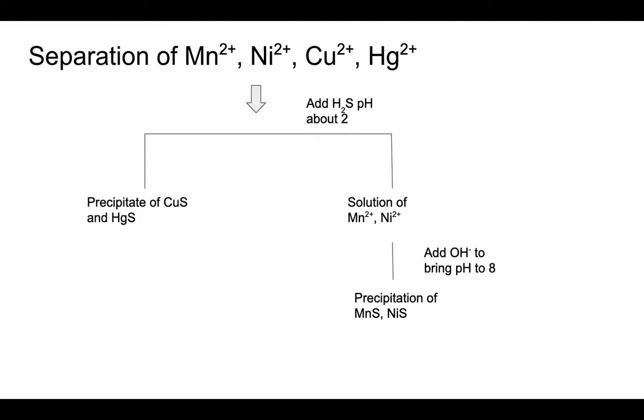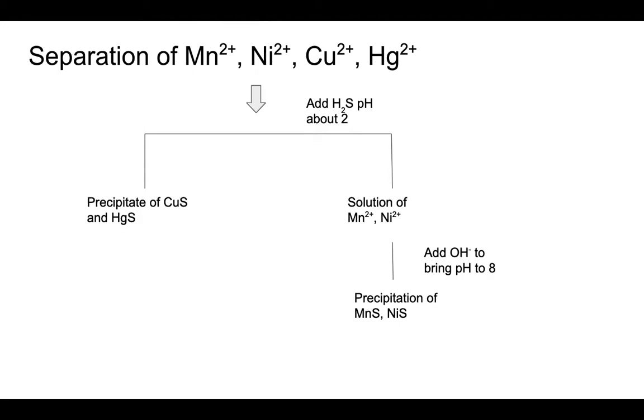So to illustrate that, here we've got Mn plus 2, Ni plus 2, Cu plus 2, and Hg plus 2. So let's say we add H2S and we have a pH of about 2. So that's not going to be very much S minus 2.